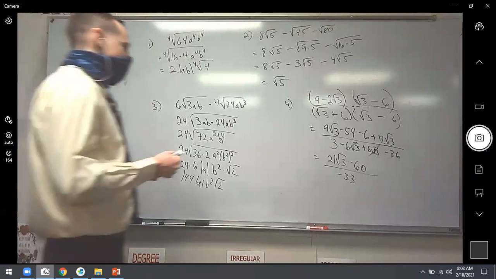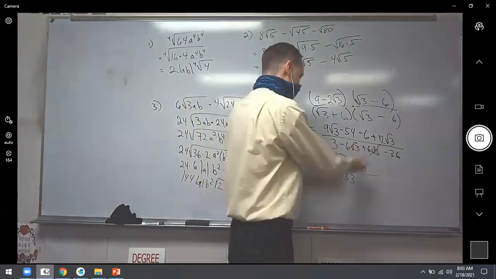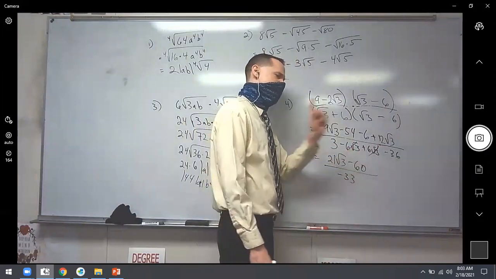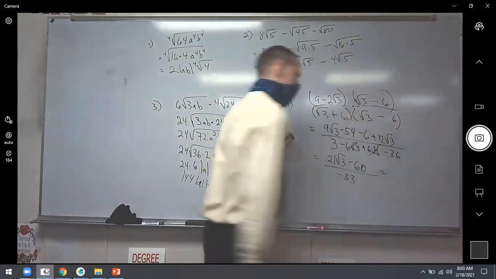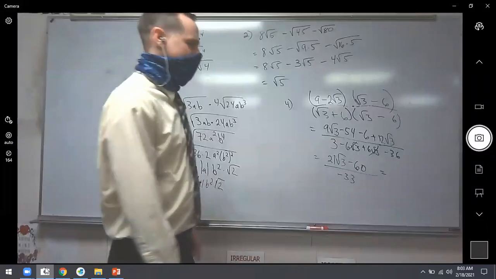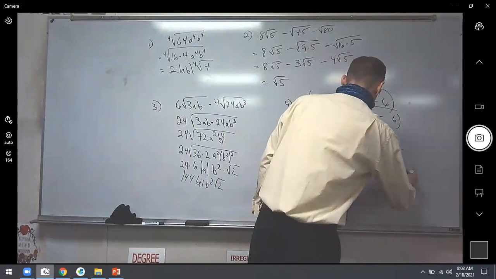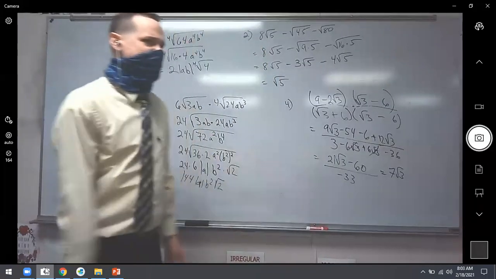Now we could clean this up just a tad because I think all these numbers have 3 that go into them. 3 goes into this, right? And 3 goes into that, and 3 goes into that. So let's divide everything by 3 because the nerd in me just can't leave it like that. I just got to divide by 3. So I'm going to divide everything by 3. 21 somethings divided by 3 would be 7 somethings.